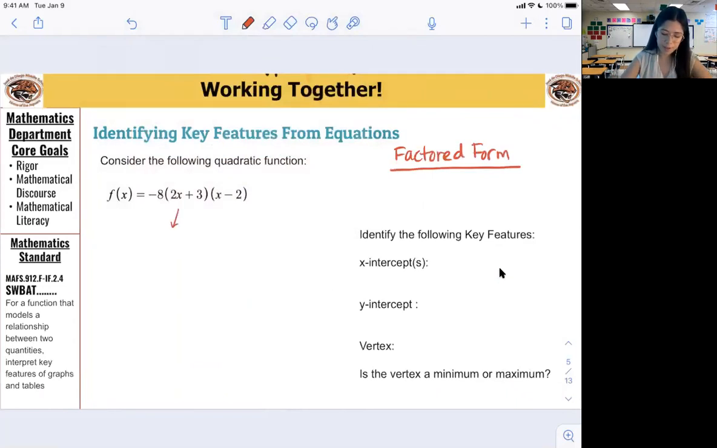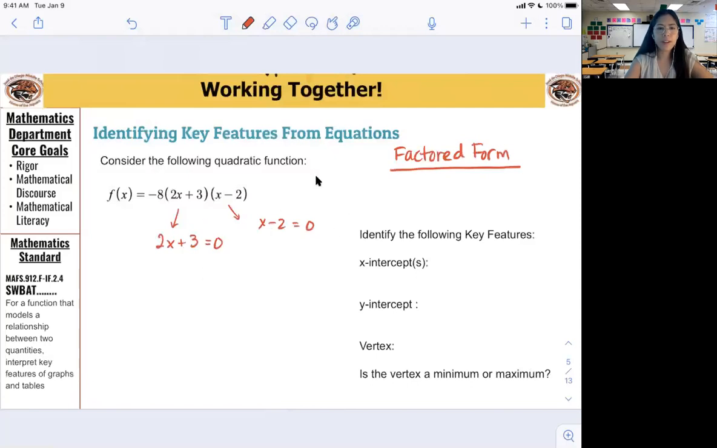What do I have to do to each of my two factors? You find the x-intercept. So I'm looking for my x-intercepts. For each of these factors, I need to make them equal what? 0. So 2x plus 3 equals 0, and x minus 2 equals 0.